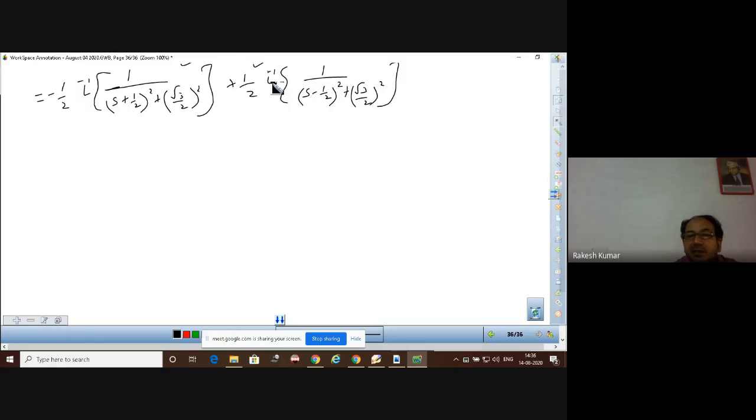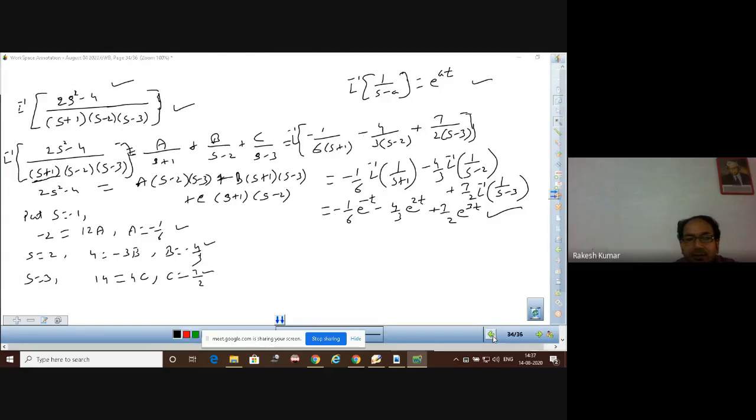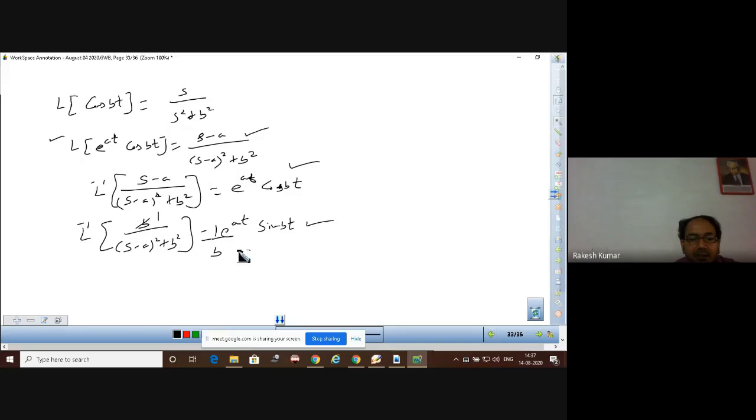So clearly, if there is no s term in the numerator, then the formula will be in the form of sine, not cosine. So what will it be? That is minus 1 by 2. And we are going to use this formula, this one we have just written. This is the formula we are going to use. And let us write down the formula there.